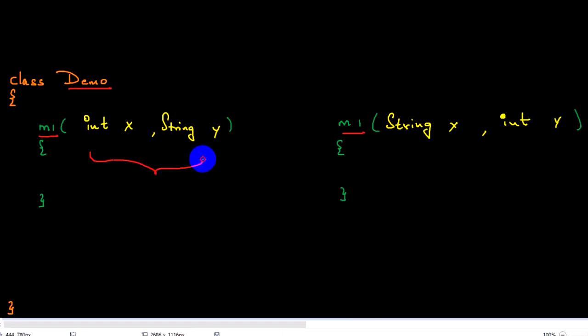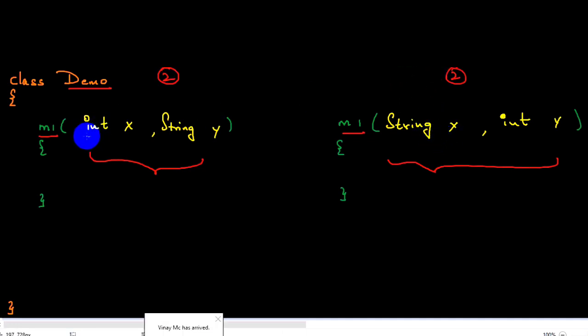How many arguments over here? Two. How many arguments over here? Two. The number of arguments is the same. If the number of arguments is the same, there should be a change in the data type. What is the data type here? One integer and one string. Here we have one integer and one string.